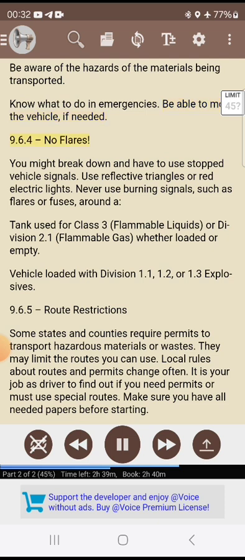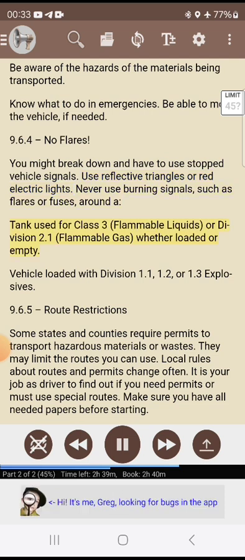9.6.4 No flares. You might break down and have to use stopped vehicle signals. Use reflective triangles or red electric lights. Never use burning signals, such as flares or fuses, around a tank used for Class 3 flammable liquids or Division 2.1 flammable gas, whether loaded or empty, or a vehicle loaded with Division 1.1, 1.2, or 1.3 explosives.